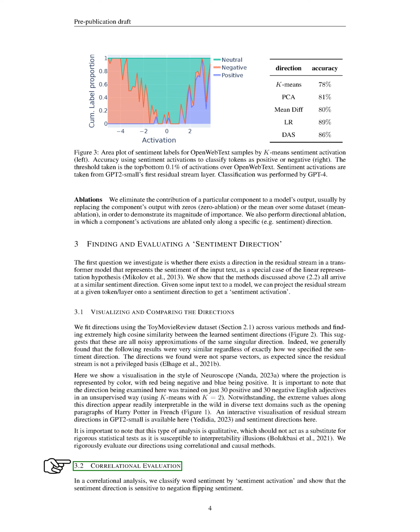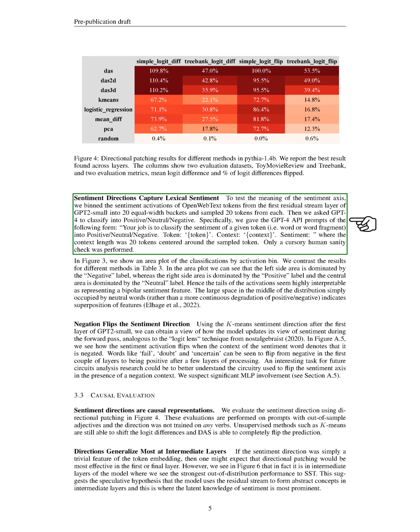Section: Correlational Evaluation. We conducted an analysis to understand how word sentiment is classified based on sentiment activation. We found that the sentiment direction can change based on whether a word is negated, effectively flipping the sentiment. To understand the significance of the sentiment axis, we divided the sentiment activations of open web text tokens from the first layer of GPT-2 small into 20 equal parts and selected 20 tokens from each.